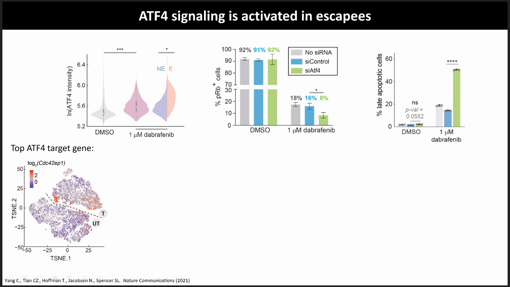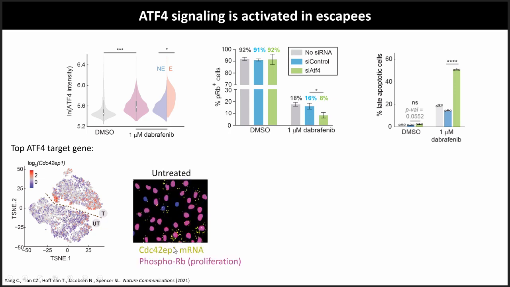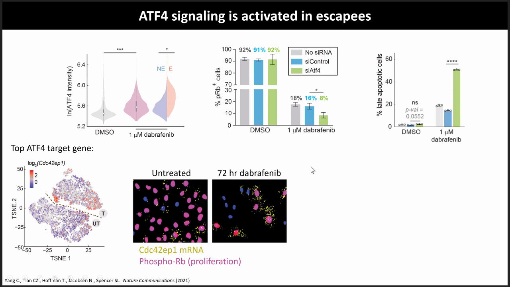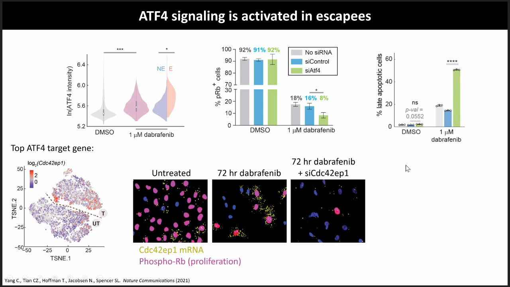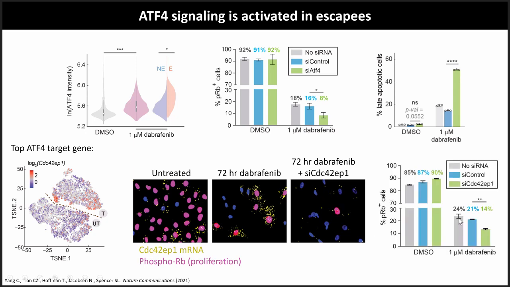Here's just one, CDC42EP1, which you can see lighting up here in this SKP peninsula. We validated that by RNA FISH. The yellow dots here are the mRNA for this gene, and pink marks the cells that are proliferating. And indeed, upon 3 days of BRAF inhibitor treatment, we see a strong upregulation of CDC42EP1 mRNA that is significantly enriched in the SKPs, just as the single-cell RNA sequencing predicted. And then when we knock this gene down, of course, we see fewer mRNAs, but also we see fewer cells escaping.